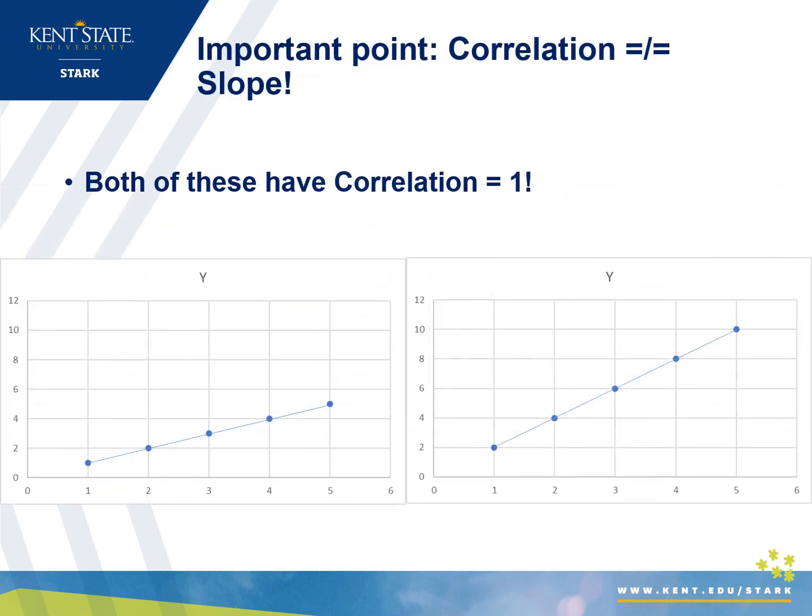However, there is an important point. Correlation is not the same thing as slope. As long as the points line up in a straight, upward sloping line, it doesn't matter how steep the line is, the correlation is 1. Put another way, a strong correlation, that is with a large magnitude, indicates that one of the variables can easily be predicted based on the other if we know the formula for the line.